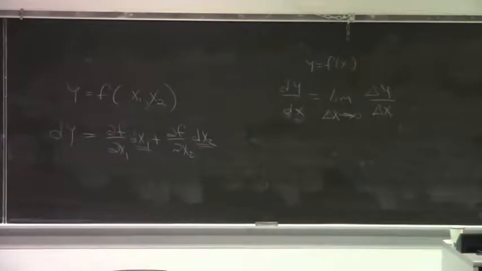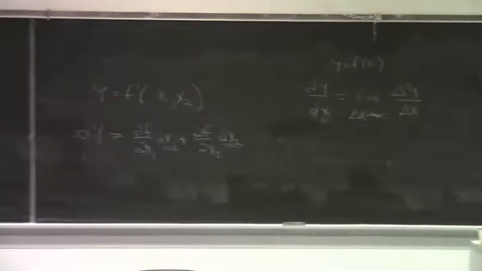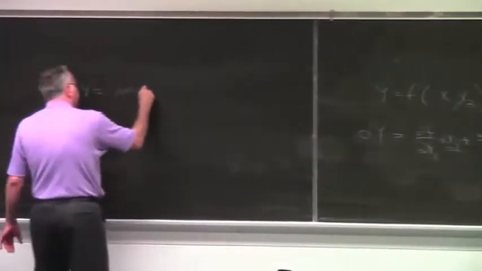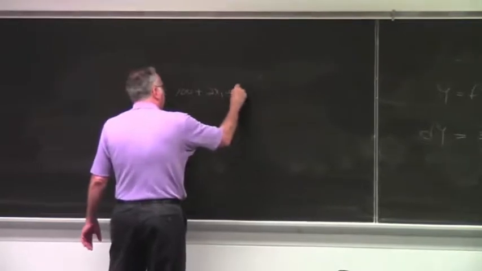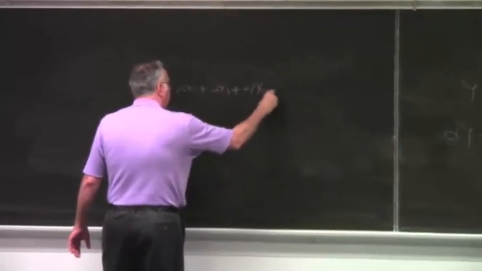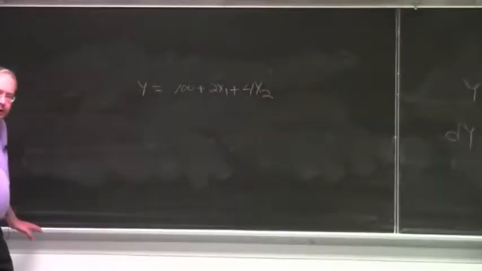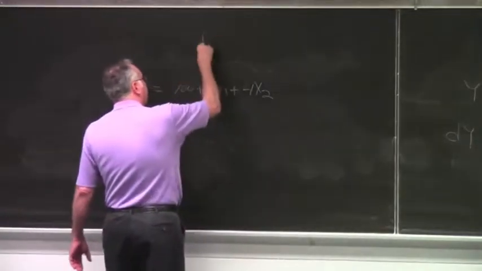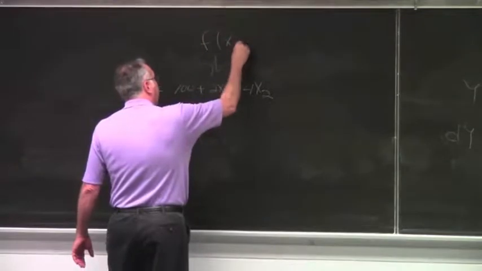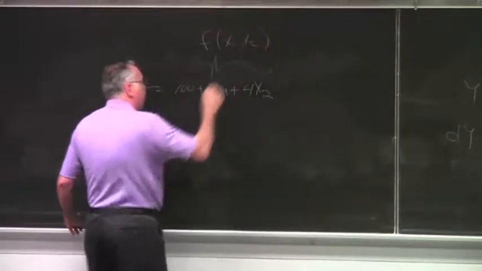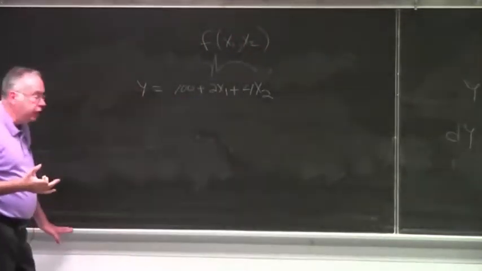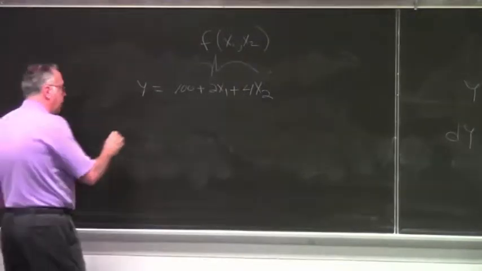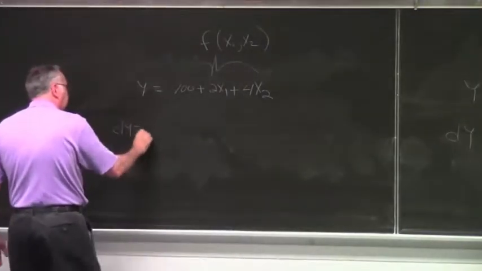Let me give you a simple case to illustrate this. Suppose we have this function right here, y equals 100 plus 2x1 plus 4x2. This is our function. Notice y is a function of x1 and x2. Now, using the formula for the total differential, we get, again, this.